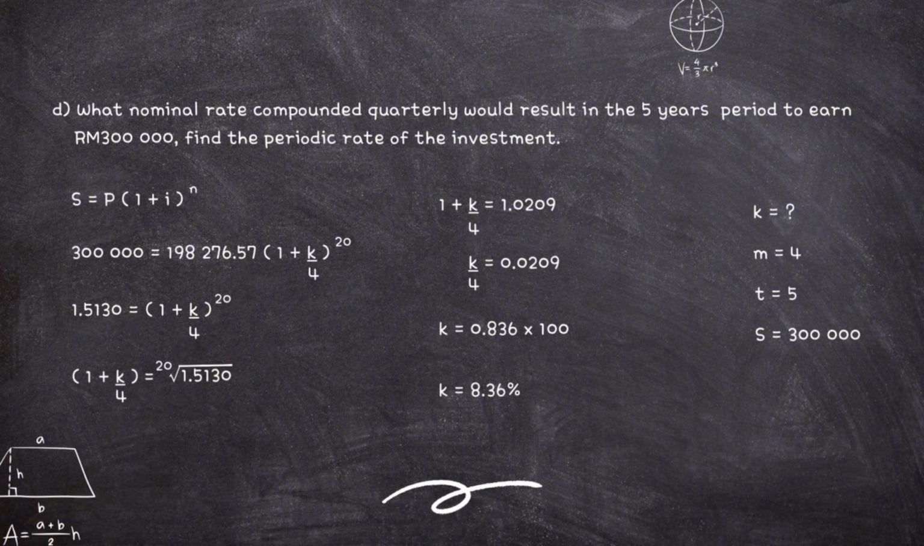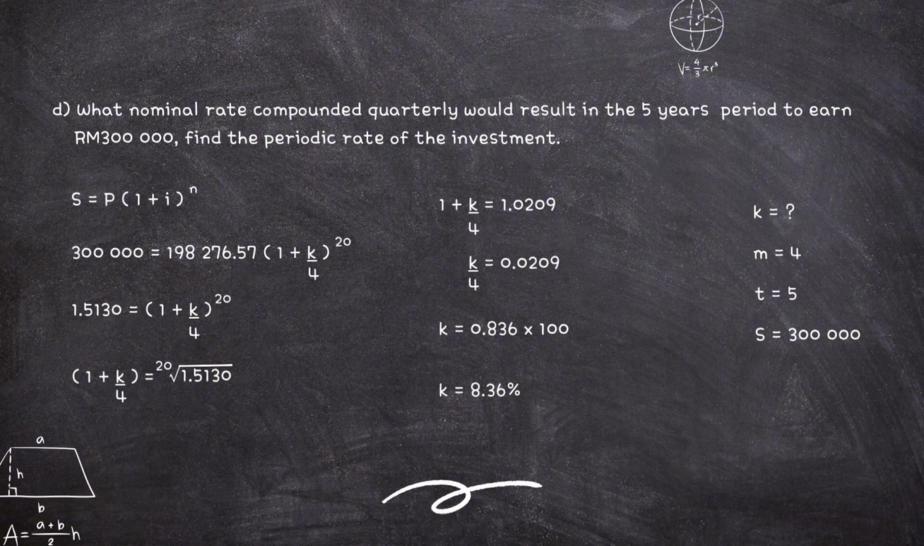1.5130 equals 1 plus K per 4 to the power of 20. We need to do something to calculate all this, which is we need to move 1.5130 to the right side and 1 plus K per 4 to the left side, and also we need to put the 20th root for 1.5130. We will get bracket 1 plus K per 4 equals the 20th root of 1.5130.